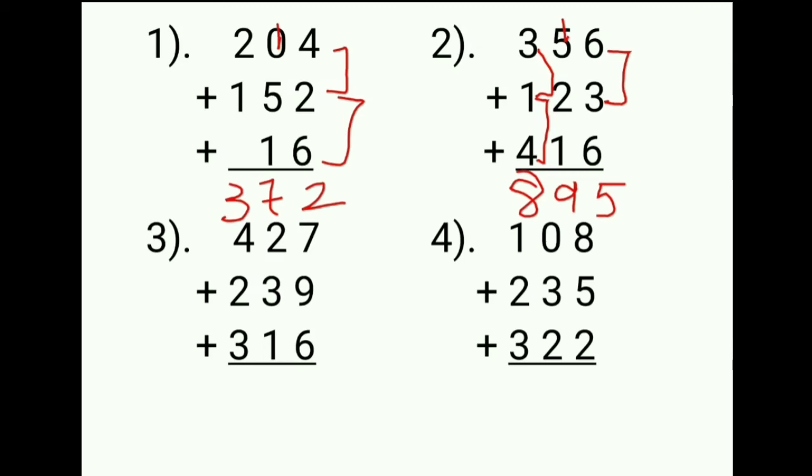Now the next sum. 7 plus 9 is equal to, count by your fingers, 16 and 16 plus 6 is equal to 22. So I will put 2 carry and 2 down. 2 plus 2 is equal to 4, 4 plus 3 is equal to 7 and 7 plus 1 is equal to 8. Then comes the hundreds place. 4 plus 2 is equal to 6 and 6 plus 3 is equal to 9. So our answer is 982.